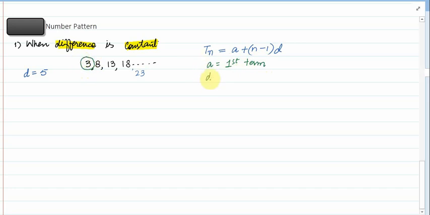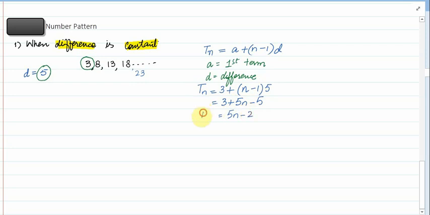D is the difference of the sequence. In my case, the difference is 5 and n remains n. So I substitute the values, it will be Pn is equals to a is the first term, that is 3 plus n minus 1, d is 5. When you solve it, it's 3 plus 5n minus 5 and at last it will be 5n minus 2, that is your nth term.